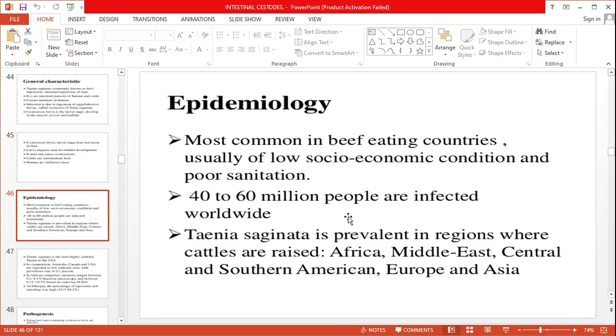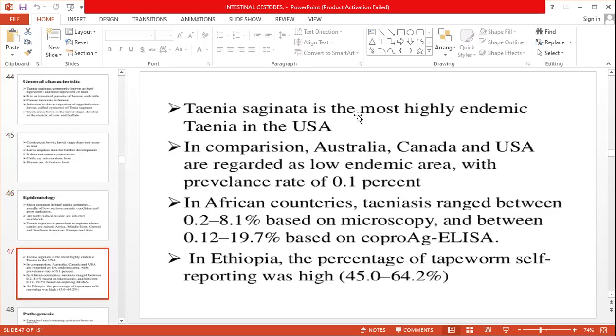Epidemiology: most commonly in beef eating countries, usually of lower socioeconomic conditions and poor sanitation. 40 to 60 million people are affected worldwide annually. Most highly endemic taenia in the USA. In comparison, Australia, Canada, and USA are regarded as low areas with a prevalence rate of 0.1%. In African countries, taeniasis ranges between 0.2 to 8.1% based on microscopy and between 0.1 to 119.7% based on copro-antigen ELISA.